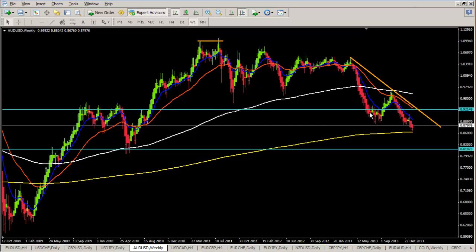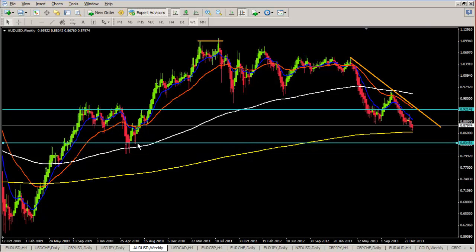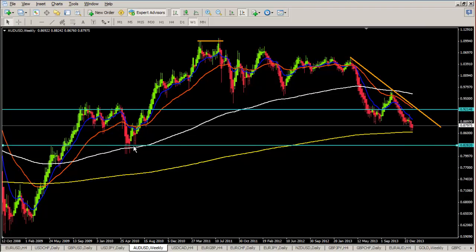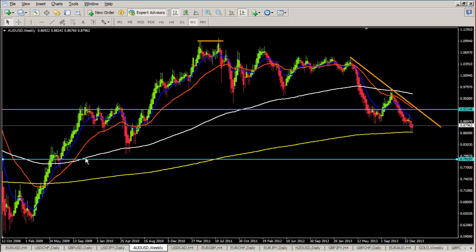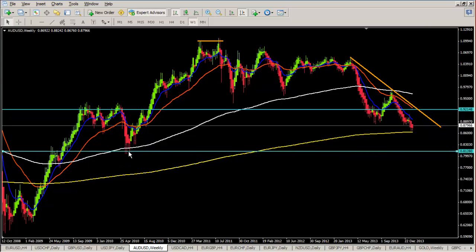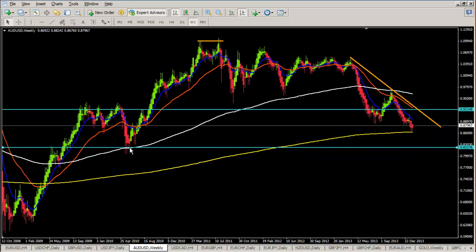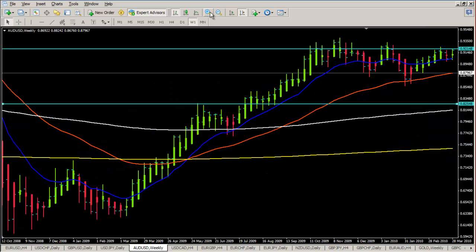Okay. That would be resistance and support. Of course, support you also have here, and a little bit higher there, and a little bit lower down here. So that's why you leave it in between. And that's it.